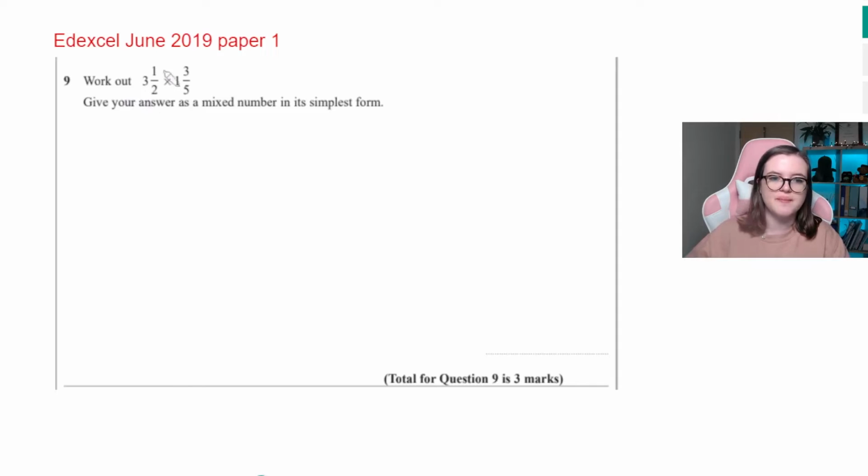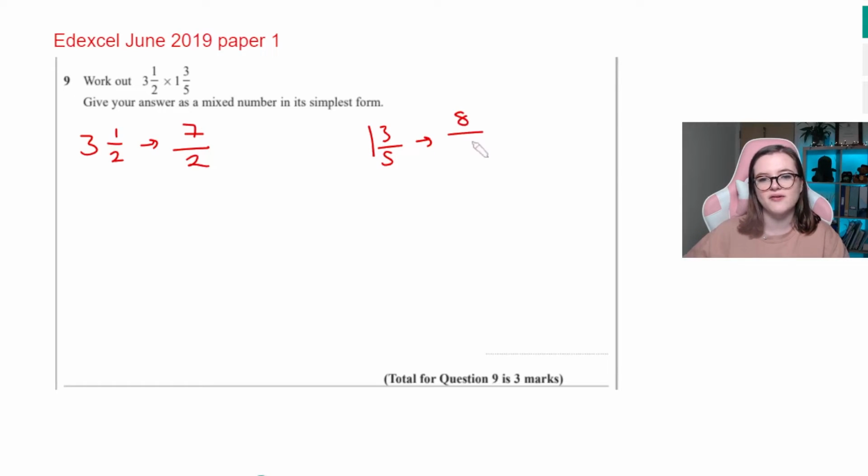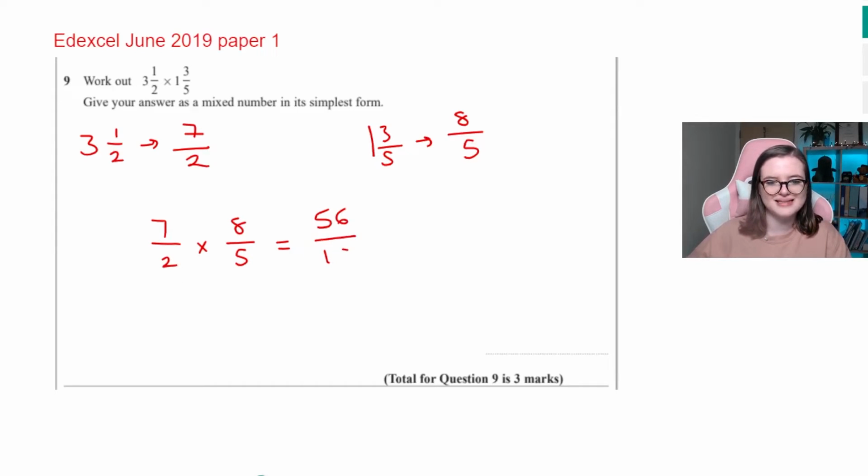Okay then, so remember these are mixed fractions or mixed numbers. Don't want to deal with them, let's make them improper. So we've got 3 1/2, and that becomes 3 times 2, 6 plus 1, 7 over 2. And that's times 1 3/5, which is going to become 1 times 5, 5 plus 3, 8/5. And then 7 over 2 times 8/5. 7 times 8, that's 56. And 2 times 5, that's 10.